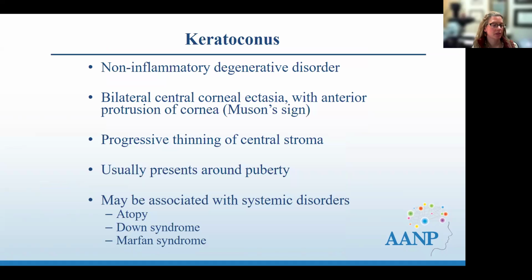Okay. All right, so keratoconus is a degenerative disorder. It's non-inflammatory, and you have that bilateral pyramidal corneal ectasia called Munson sign, where it protrudes anteriorly. And so what happens is the central portion of the stroma gets thinner and gets pressed outward. Usually presents after puberty, and it's associated with some systemic disorders. Atopy, Down syndrome, and Marfan syndrome as well are some of them.